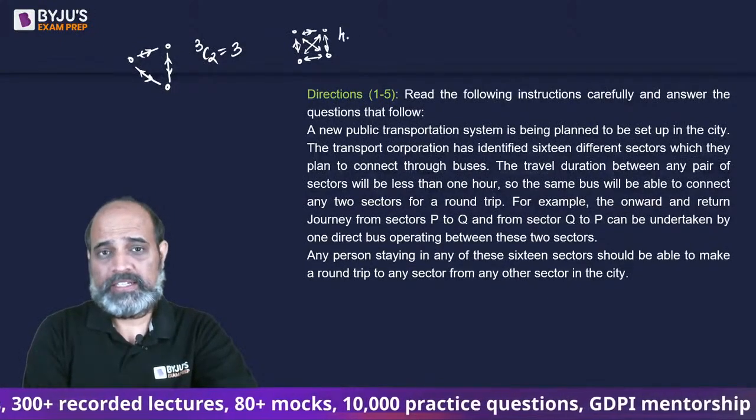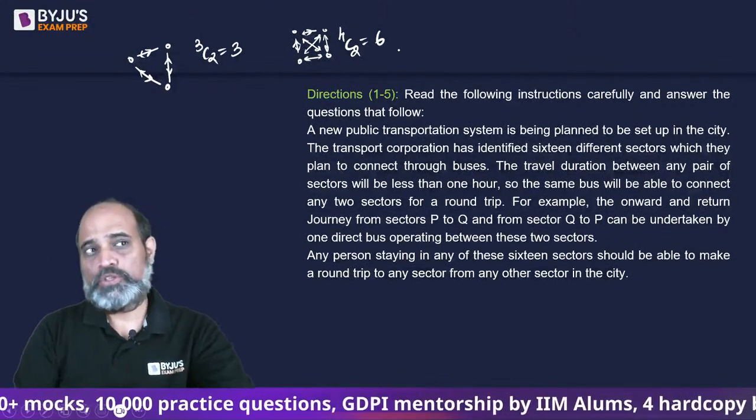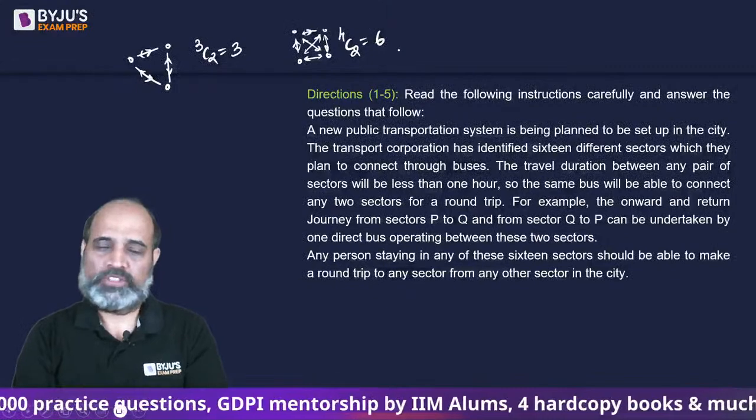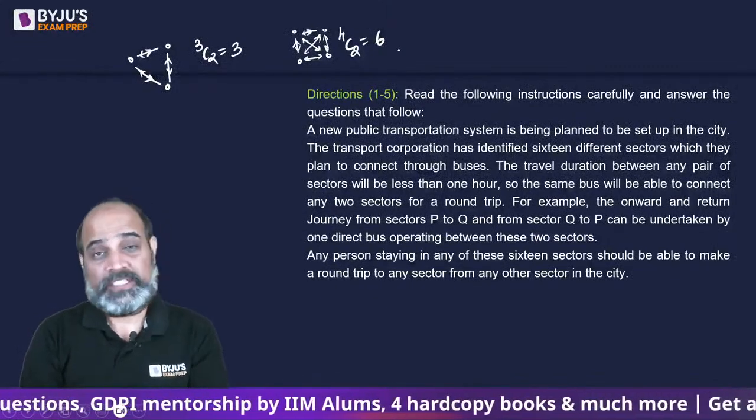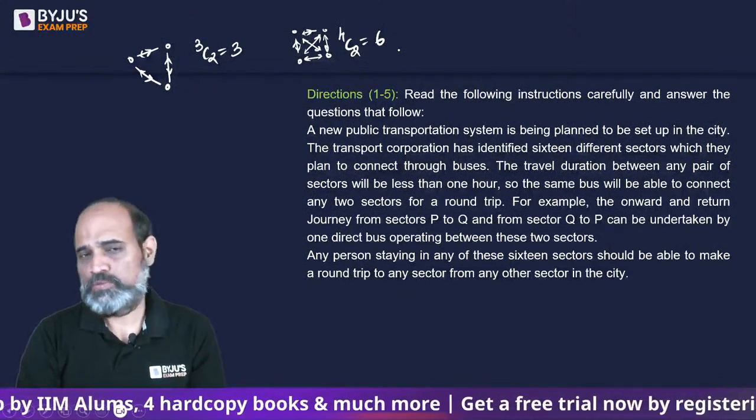How do you get that? It's going to be 4C2. So that will result in a 6. So NC2 gives us the number of roads that are supposed to be there between a pair of cities or sectors, or towns, villages, whatever you would like to call it.